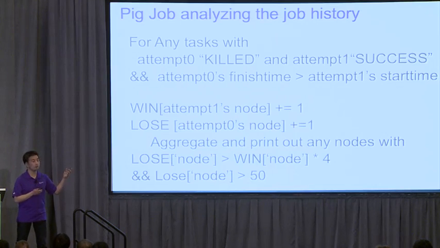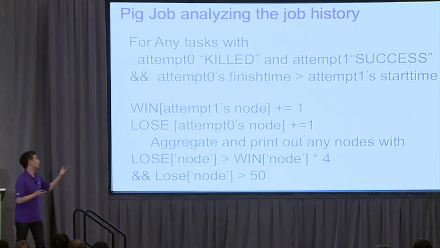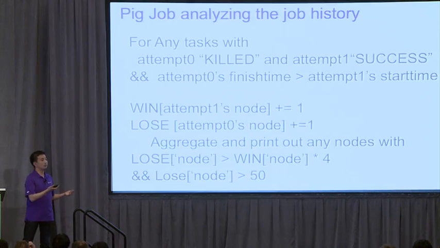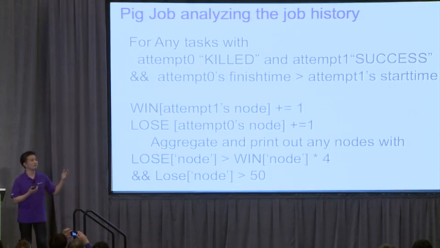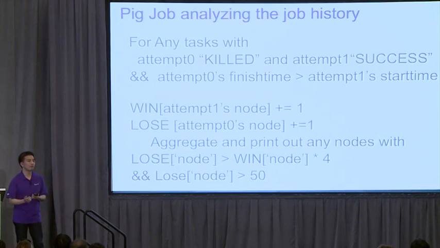And I aggregate per node. I list all the nodes that lost, in this case, four times more than E1. That's a way to say, okay, this is probably something wrong with this node. But I also have another condition saying it lost more than 50 times. This number is random, but I wanted to exclude the case where the cluster is completely idle and not being used that much. In that case, I don't want to list those nodes because I don't have enough counters or stats to be reliable.